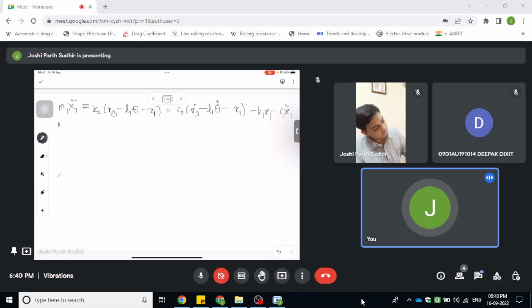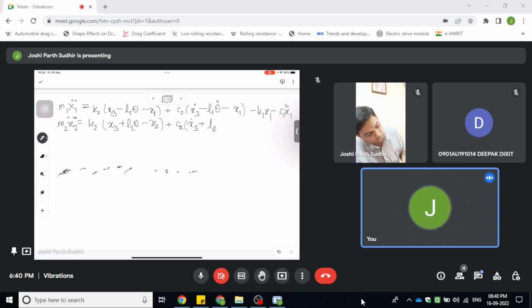And similarly for m2 we have m2 x2 double dot is equal to k2 into x3 plus L2 theta minus x2 plus c2 into x3 dot plus L2 theta dot minus x2 dot, minus k1 x2 minus c1 x2 dot.